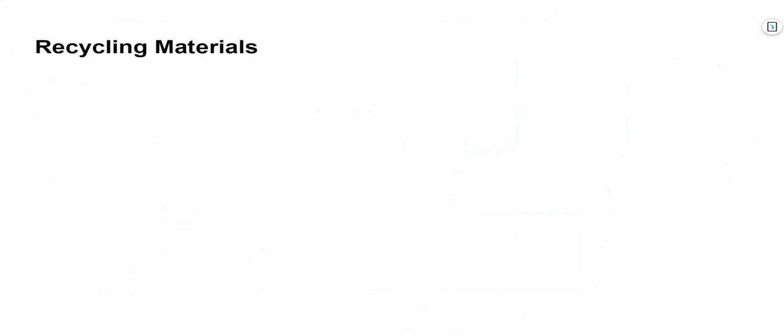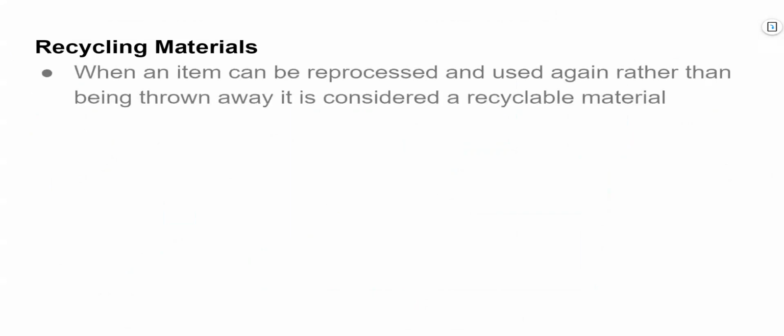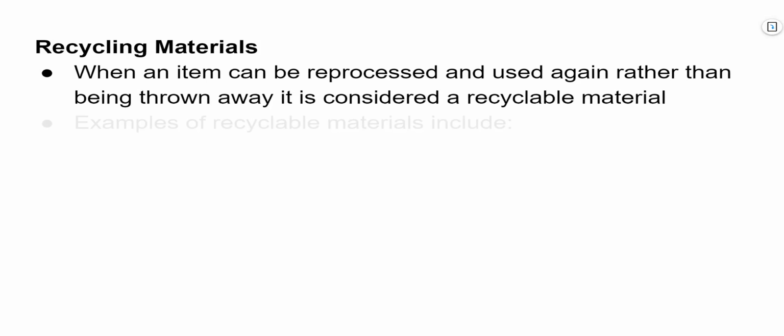So we had reusing a material. Now let's talk about what it looks like to recycle a material. If an item can't be reused as is, but it can be processed in some way and then used again, we would consider that a recyclable material.